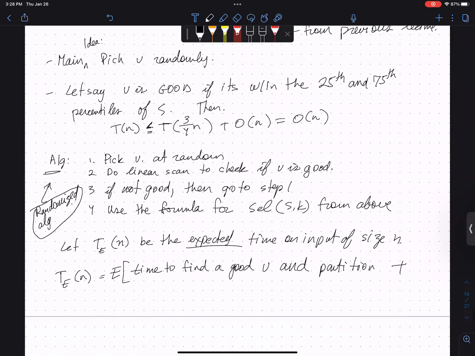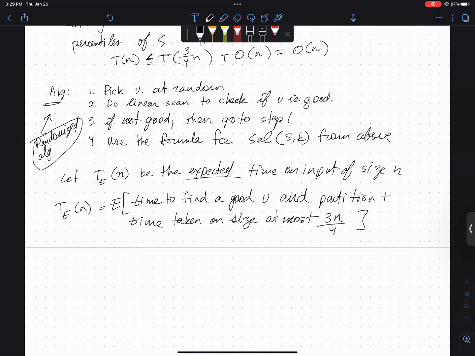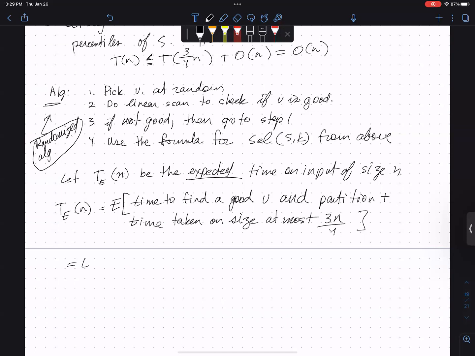Plus now the time taken recursively, taken by the recursive call. So the time taken on input of size at most 3n over 4. Because we already argued that if it's a good pivot, then that's the size of the subproblem. So I'm just writing down the two steps as usual, the non-recursive part, which here is to find the good pivot and partition, and the recursive part. And we can split those separately.